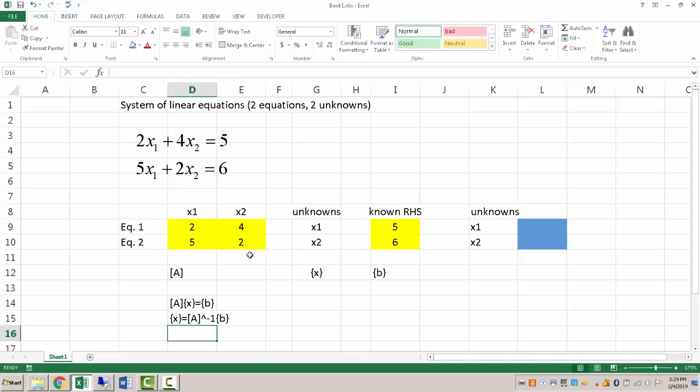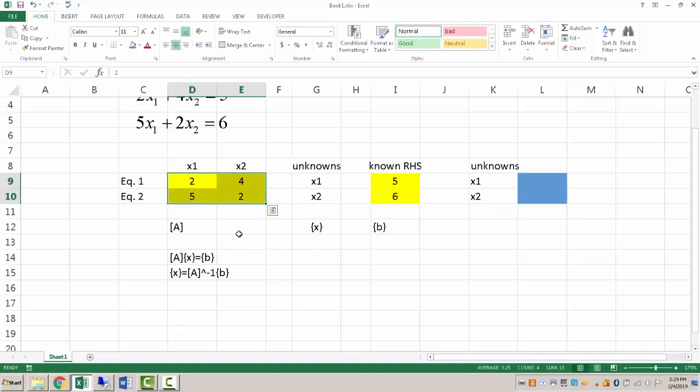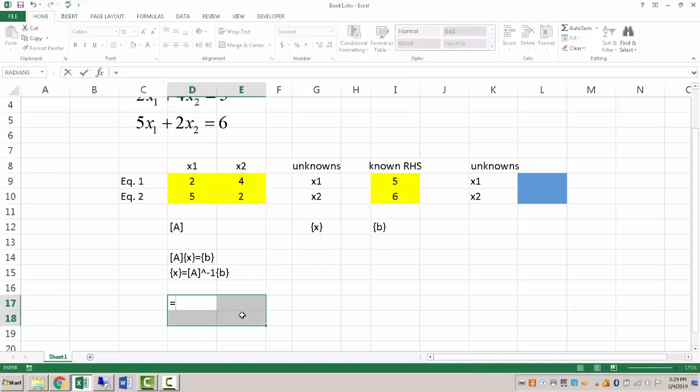The inverse of a matrix can be done in Excel very easily. I've got a 2x2, so this is going to create a 2x2 inverse. If I wanted to do that, I'd select a range of 2x2 cells, type in equals MINVERSE, pick my range, and you notice a range has the top left cell, colon, bottom right. And then instead of hitting enter, I need to hit control shift enter. So this is the inverse of A.